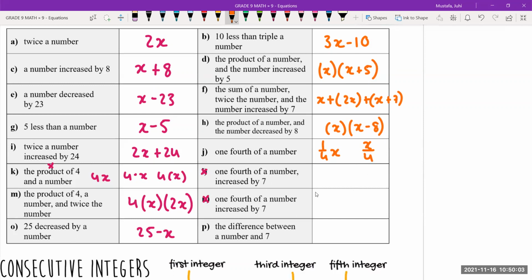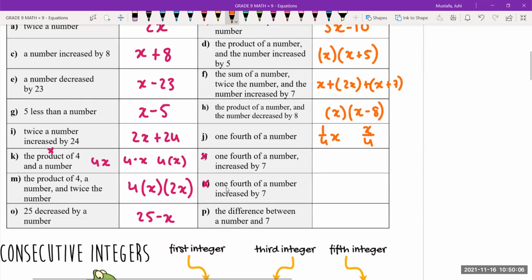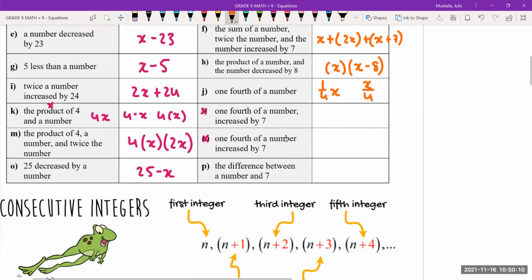And the last one, I just don't like J, K, and N. I don't know, okay, L, and N. I feel like the difference is just too minor. The difference between a number and 7. Difference means subtraction. And we don't have to do anything fancy with this. It would just be x take away 7. Yep.